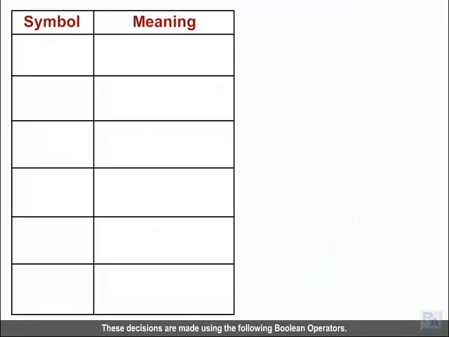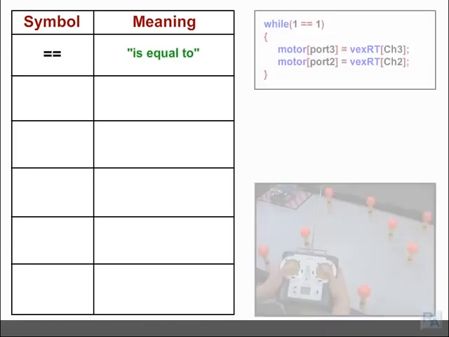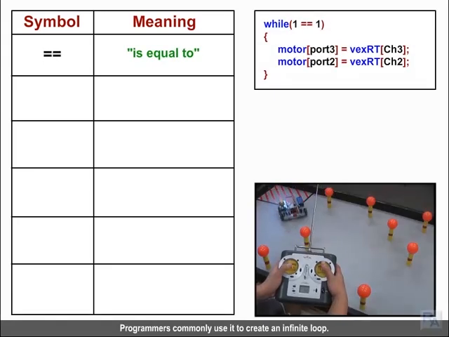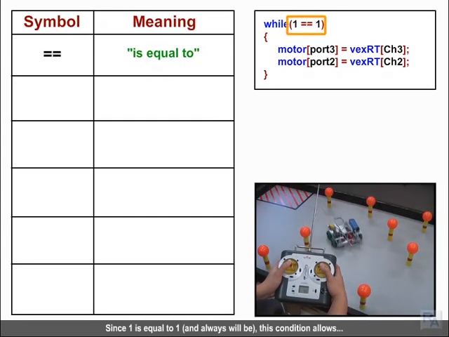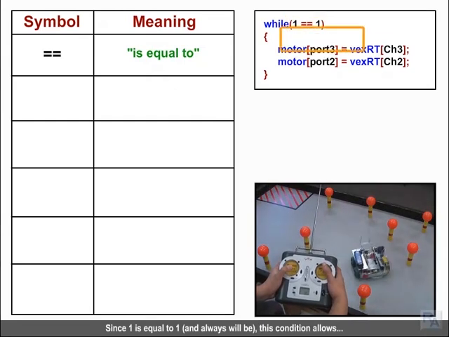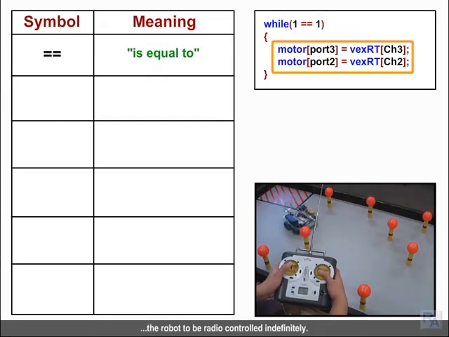These decisions are made using the following Boolean operators. The double equal sign literally reads is equal to. Programmers commonly use it to create an infinite loop. Since 1 is equal to 1, and always will be, this condition allows the robot to be radio controlled indefinitely.